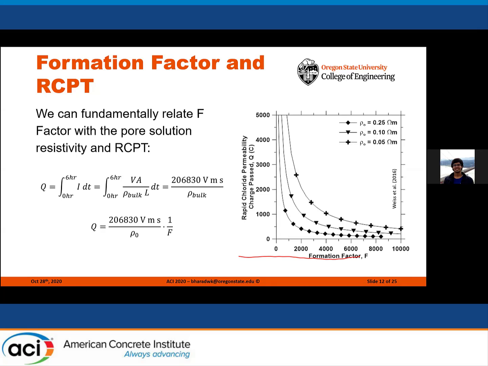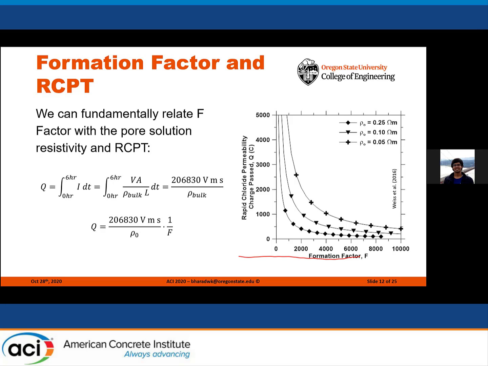The charge passed can be related to the formation factor and the pore solution resistivity through simple integration. The plot on the right shows the charge passed for a given formation factor and pore solution resistivity. If we know the formation factor, we needn't run the RCPT test. This is advantageous since there are inherent errors in the RCPT test, for example, the sample overheating.